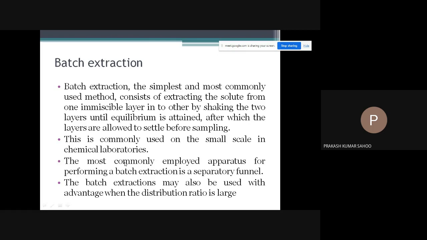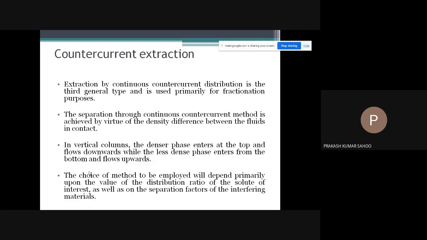Okay, the batch extraction may also be used with advantages when the distribution ratio is large. So when the value of D, not Kd, this is D, the total concentration in the organic phase divided by the total concentration in the aqueous phase, is very large, we may use the batch extraction method, that is, use of a separating funnel to separate the solvents.